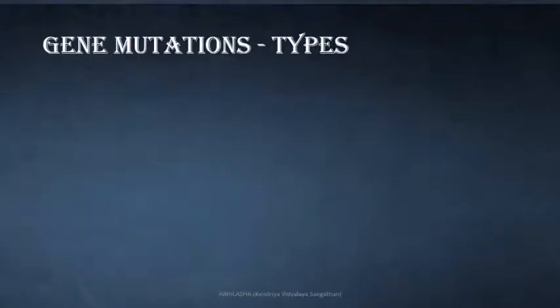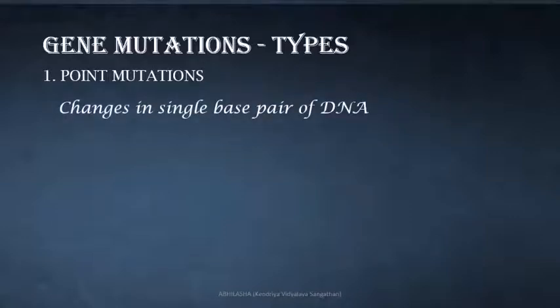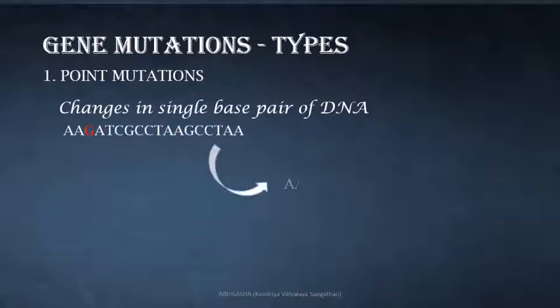Gene mutations are mainly of two types. The first one is the point mutation. Here, one base in the DNA sequence is changed to something else. For example, in the sequence shown here, supposing the G at the third position changes to T, then this is a point mutation. The sequence of the rest of the DNA remains the same, only G is changed.